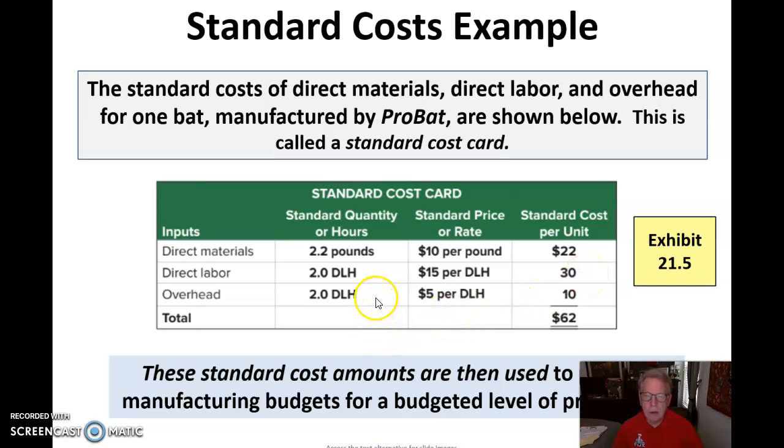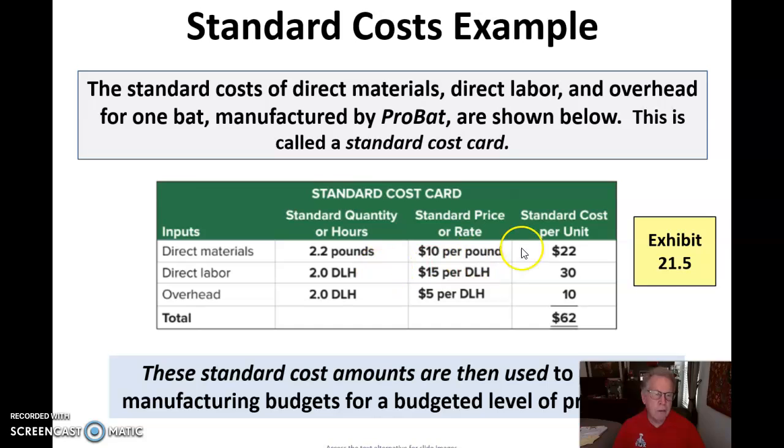And then our overhead is going to be based on 2 direct labor hours times $5 per direct labor hour as our standard predetermined rate. And that gets us to $10. So our total to manufacture this bat is $62. These standard cost amounts are then used to prepare the manufacturing budgets for the budgeted level of production. We'll delve into this a little bit more. This is what's called a standard cost card.